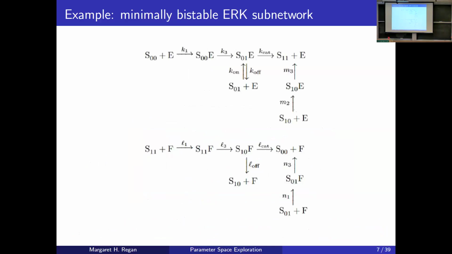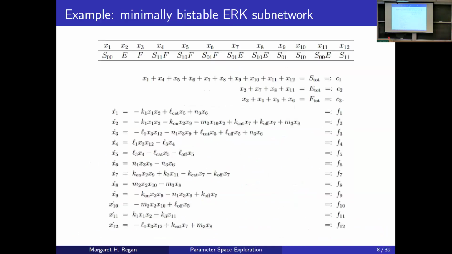Another one that I'll talk about is the minimally bistable ERK network. So it's a chemical reaction network where the only two-way reaction is this K on, K off here. And we can formulate this polynomial system by setting our variables to be concentrations of certain components of this chemical reaction network. And then it's a set of ODEs where we want to look at the steady states here. And our parameters in this case are the reaction rate values. So there are 12 or 13, I believe, in this example here.